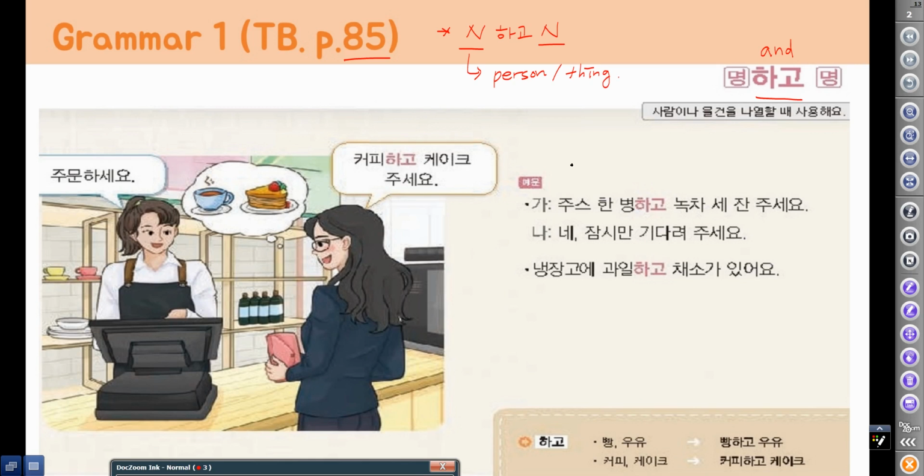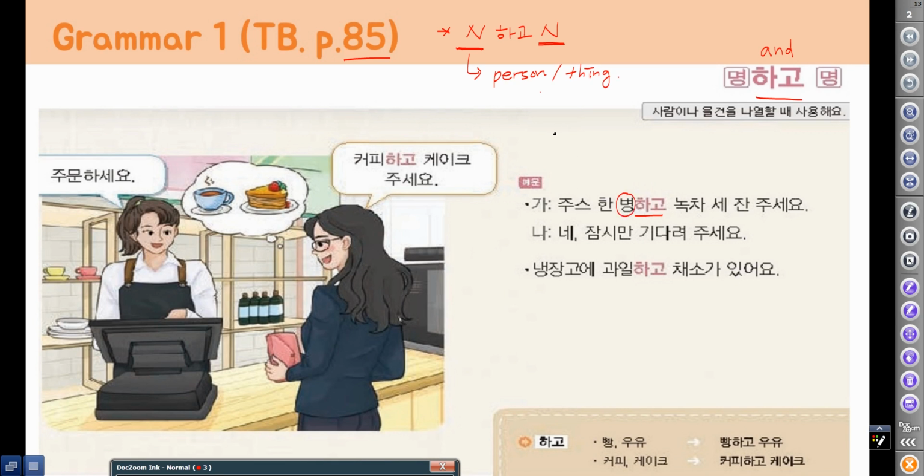So let's take a look at the example first. 주스 한 병하고 녹차 3잔 주세요. 네, 잠시만 기다려주세요. I just briefly mentioned that you can use it with a noun, a person or a thing, but 하고 can also be used with the counter.